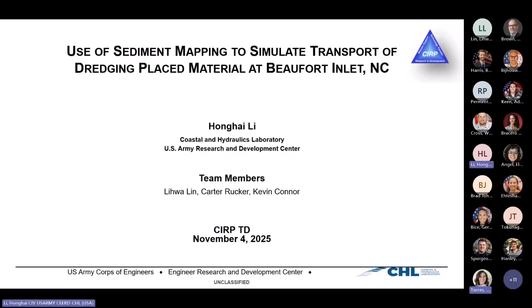Today I'm going to present a case study. In that study, we use the Coastal Modeling System developed by the CIRP program to do sediment transport modeling for dredging material placed at placement sites near Beaufort Inlet, North Carolina. For the study, the team members were Li Lin at CHL, and Carter Rucker and Kevin Connor at Wilmington District.